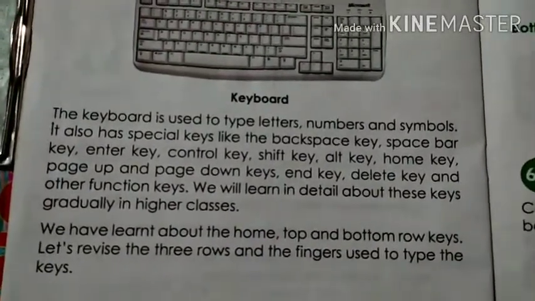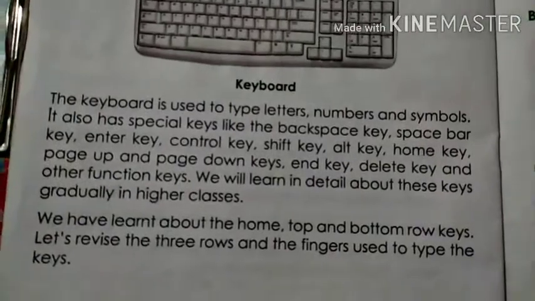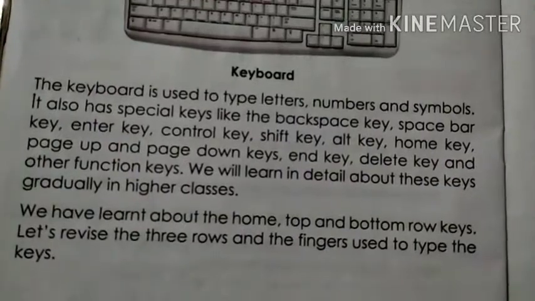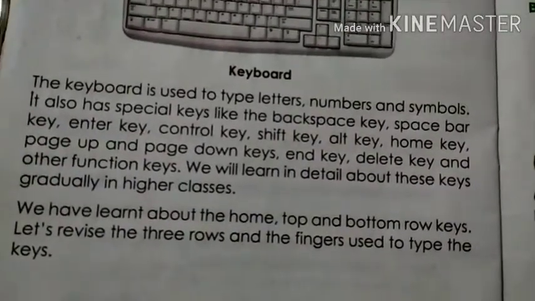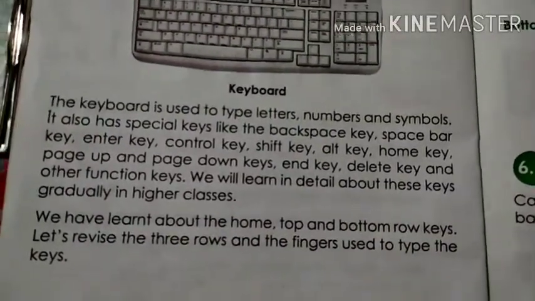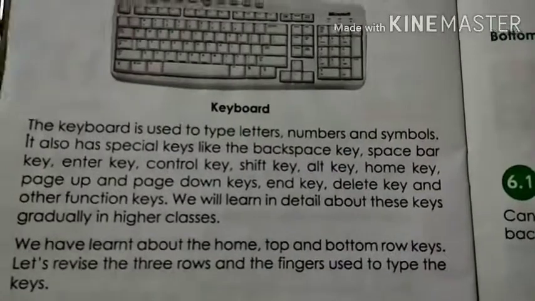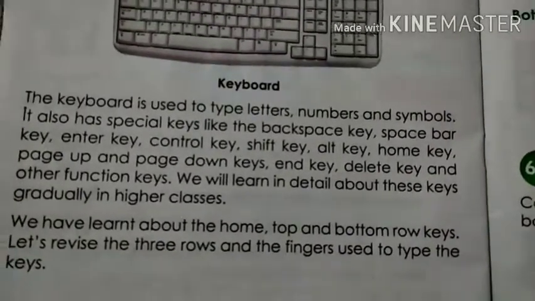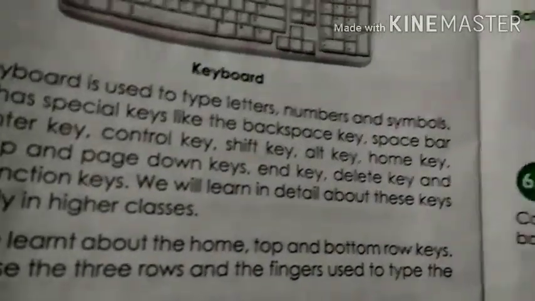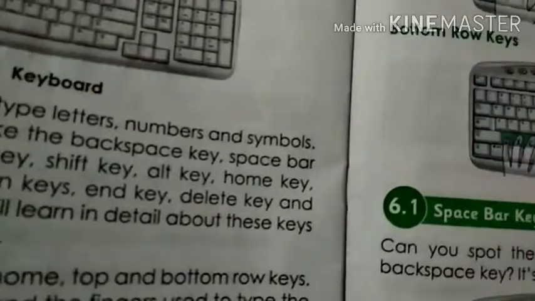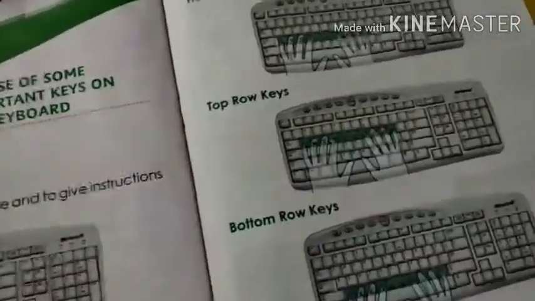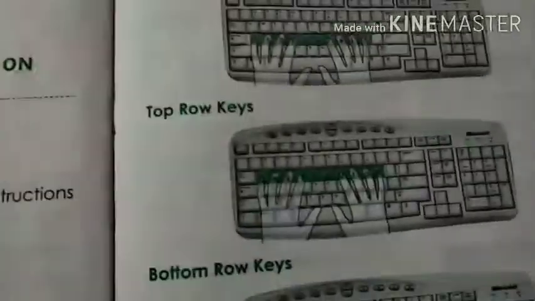Next thing, in the last year also we learned which finger is useful for which letters, and which are the top row, which are the home row, which letters come into the bottom row keys. So all this we learned in the first standard, and again in the second standard you are going to revise this. So let's proceed further to page number 33. We are going to learn about home row keys, top row keys and bottom row keys. You can see here, students, they have shown us pictures.